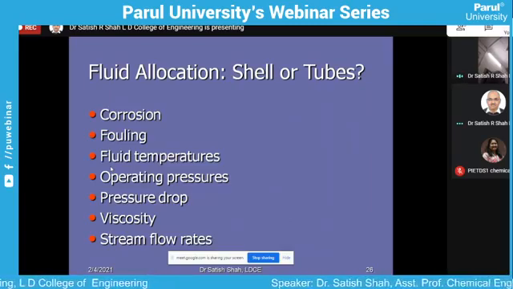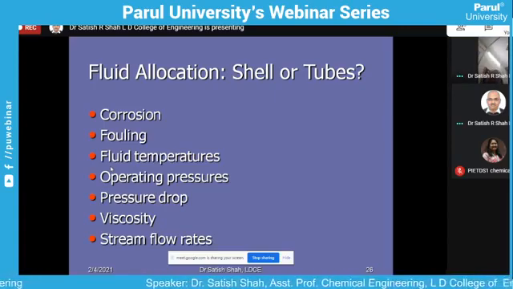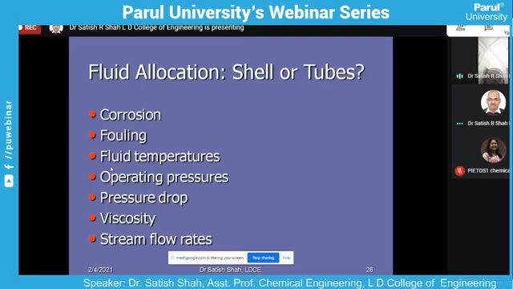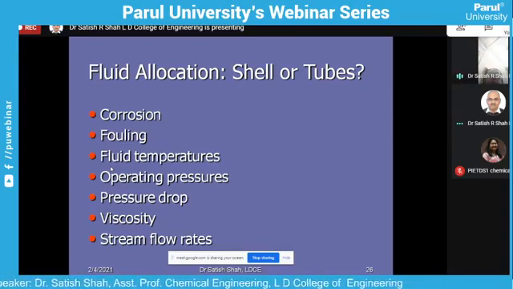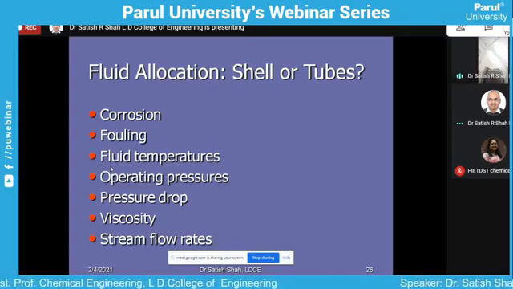So suppose corrosion. Corrosion means if the fluid is corrosive, we'll prefer to put it on the tube side. Why tube side? Because if you put it on the shell side, it will corrode shell and tube both. Isn't it? Because the tube is also in contact with the shell side fluid from outside. But if you put it on the tube side, it will only corrode the tubes, or you have to keep the material of tubes in such a way that it will not corrode. Is it clear to you? So similarly, all these criteria you have to verify.